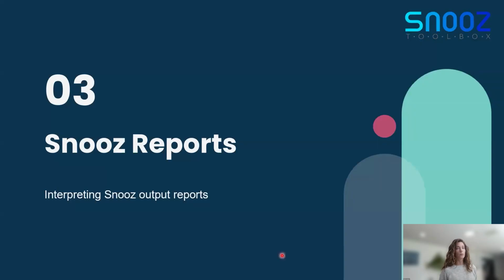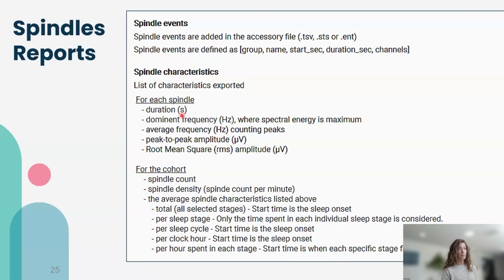I'm now going to present the Snooz output results for both spindles and slow waves. As I said during the demo, the detected events are stored in the annotation files. Many spindle characteristics are reported for future analysis, including duration, dominant frequency, average frequency, peak-to-peak amplitude, and RMS amplitude. Of course, some of these characteristics are highly correlated with each other, so you should choose the ones most suited to your research question.